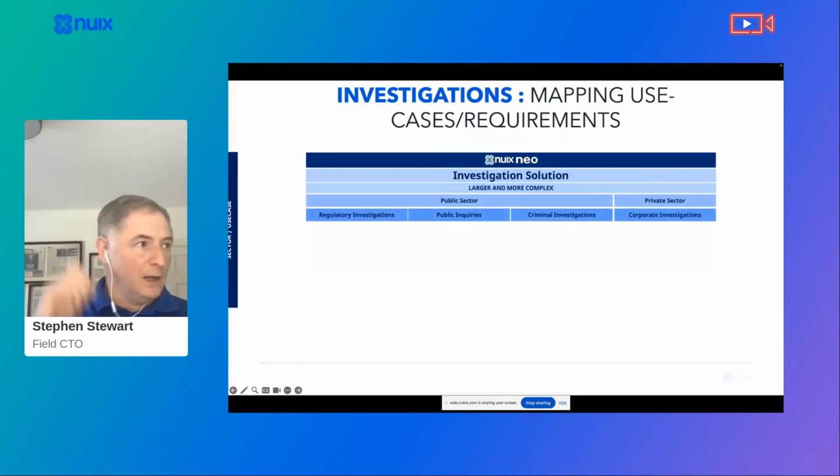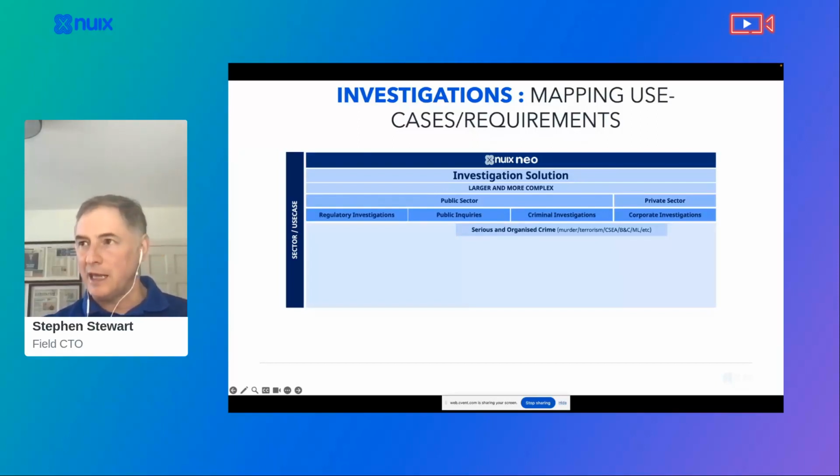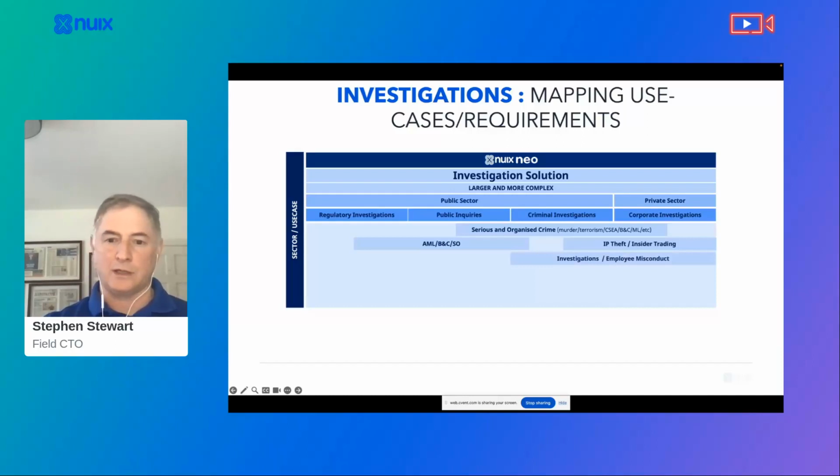And then when I think about what does it mean around driving this from the bottom up, with investigations? It's how can I think about taking the Nuix Neo investigative solution and thinking about larger, more complex investigations and all the people that need that. So we're talking about public and private sector. We're talking about regulatory investigations. We're talking about fraud at a national or global scale. We're talking about serious and organized crime.